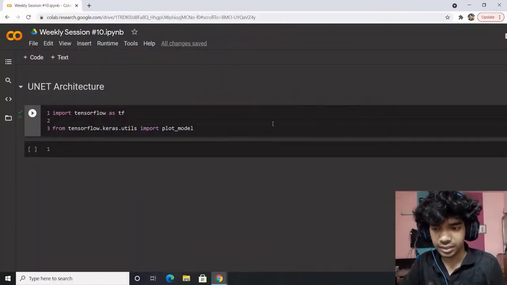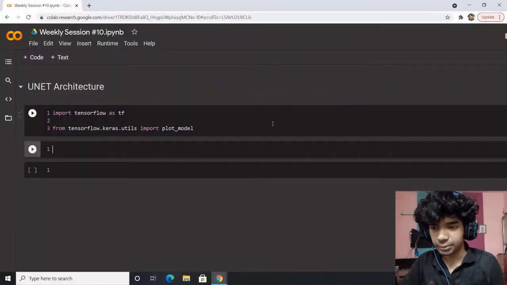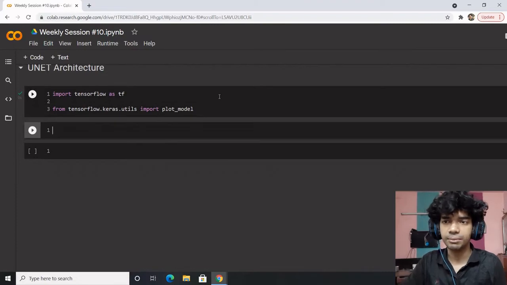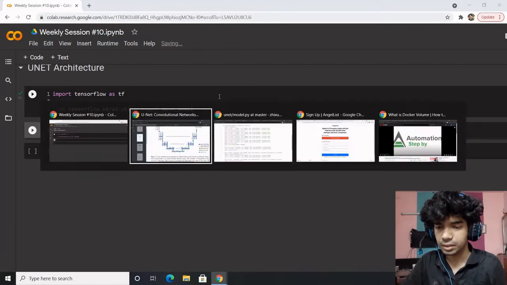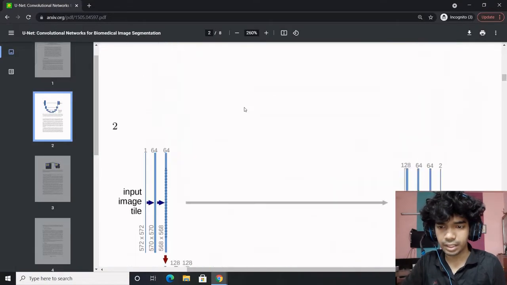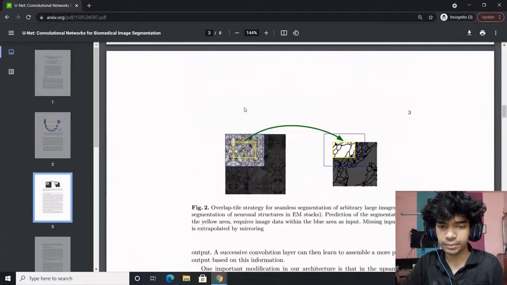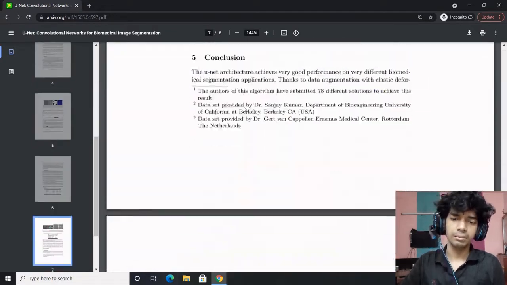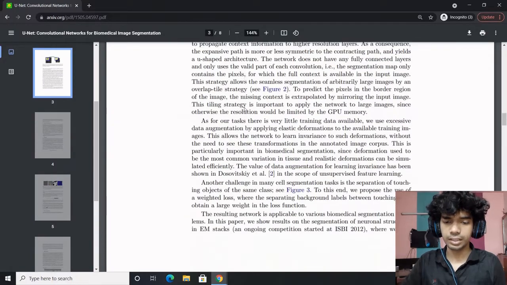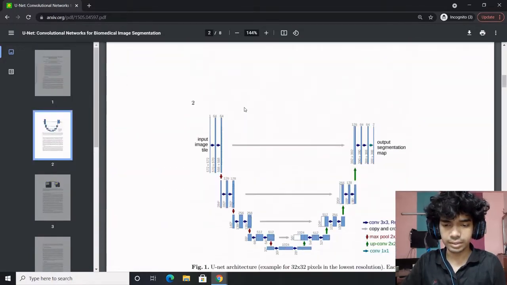All right, let's begin. Let's do the necessary imports. Once we are done with this, this is the official paper, and this is the architecture. I won't be reading through the official paper and the architecture, but more or less, this is what it is.